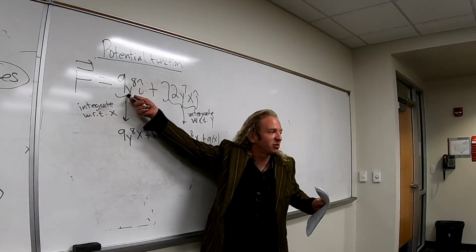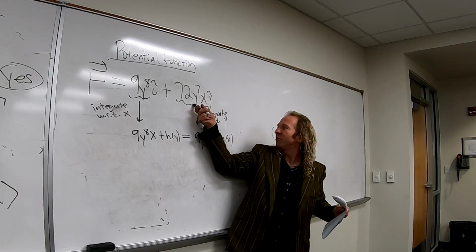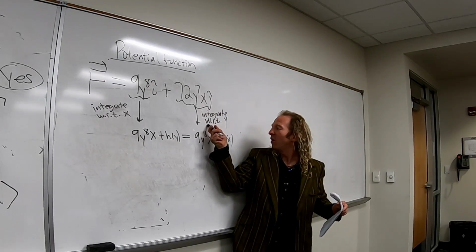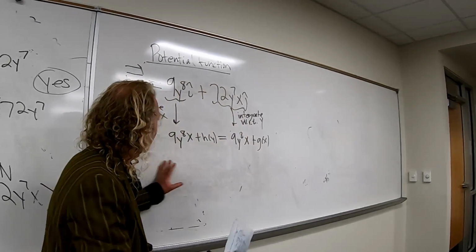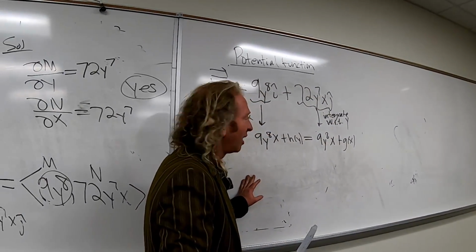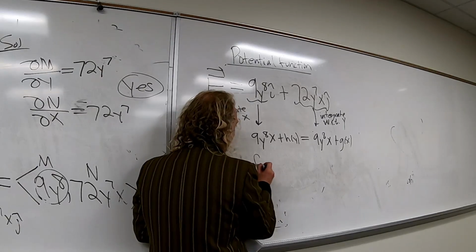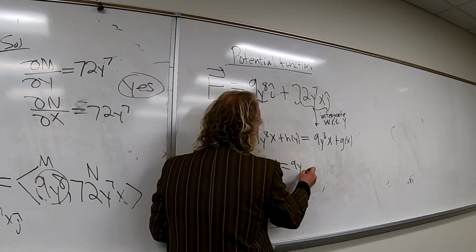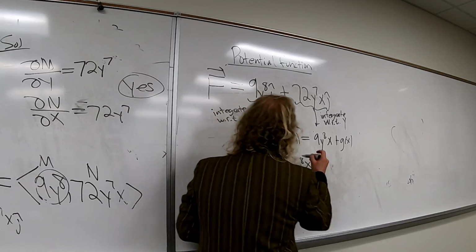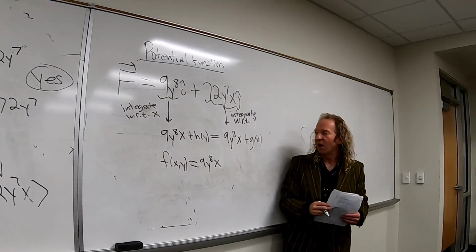So this is a constant, so we attach the x, and then we add an unknown function of y. We integrate this one with respect to y. We add an unknown function of x. And now here's the trick. You read it left to right, and you can write the answer down. So f of x, y equals 9y to the 8th x. And that's it.